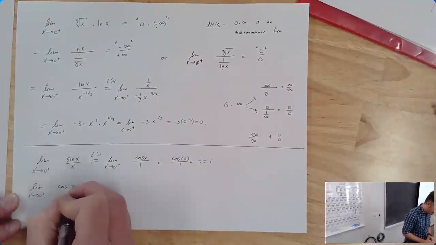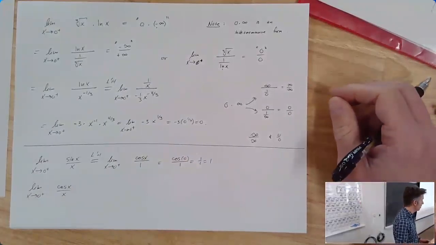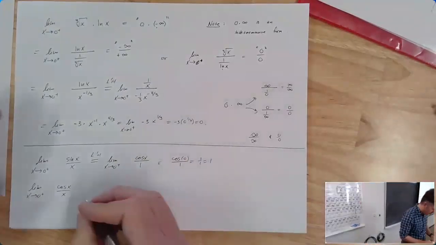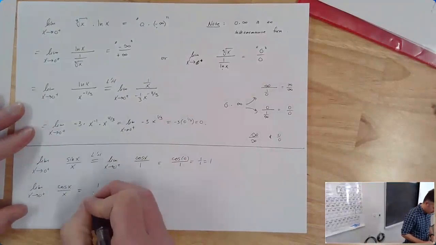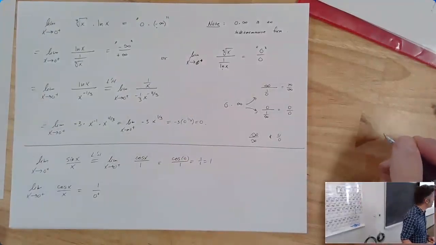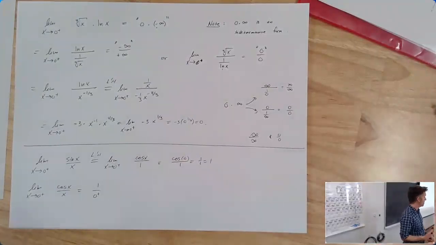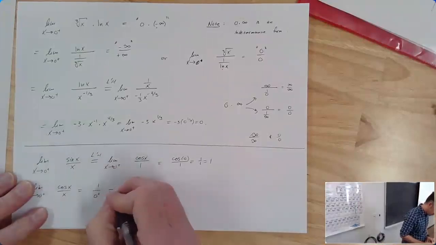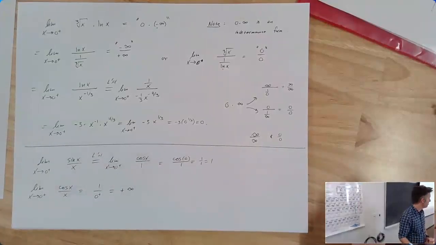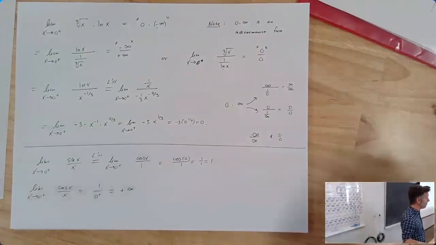On the other hand, if someone said, what's the limit as x approaches 0 from the right of cosine of x over x, we cannot use L'Hopital's rule. So we plug in 0 right now, we get a 1 over a slightly positive 0. Or as I say, a 1 divided by a very, very small positive number. And 1 divided by a very small positive number is a very large positive number. So in this case, L'Hopital's rule cannot be applied.